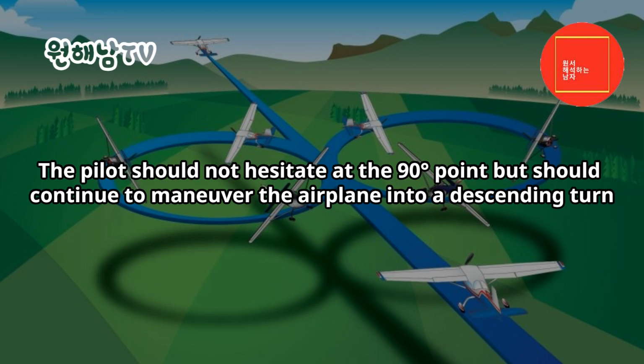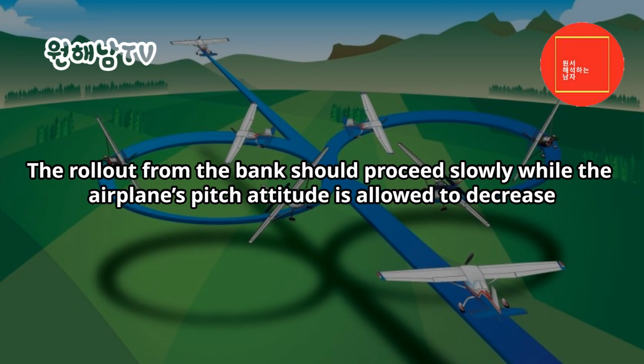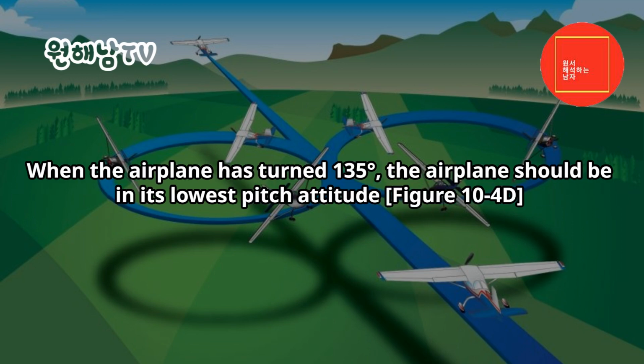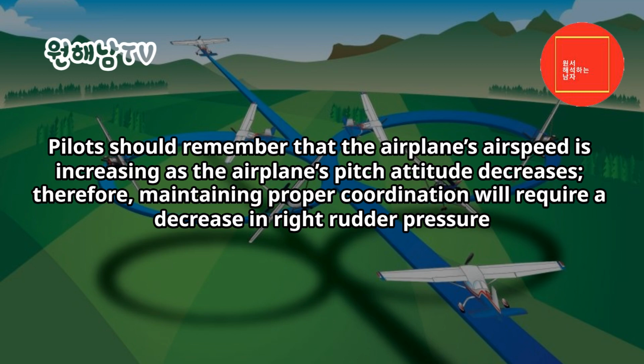The pilot should not hesitate at the 90 degrees point but should continue to maneuver the airplane into a descending turn. The rollout from the bank should proceed slowly while the airplane's pitch attitude is allowed to decrease. When the airplane has turned 135 degrees, the airplane should be in its lowest pitch attitude. Figure 10-4d. Pilots should remember that the airplane's airspeed is increasing as the airplane's pitch attitude decreases, therefore, maintaining proper coordination will require a decrease in right rudder pressure.